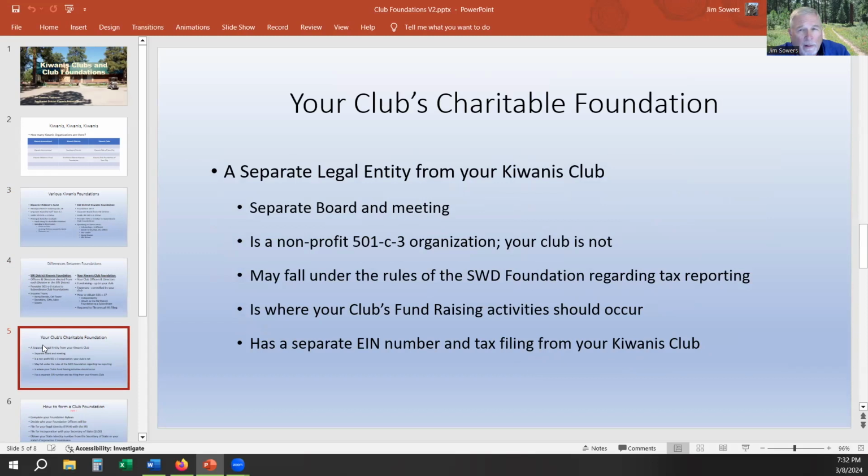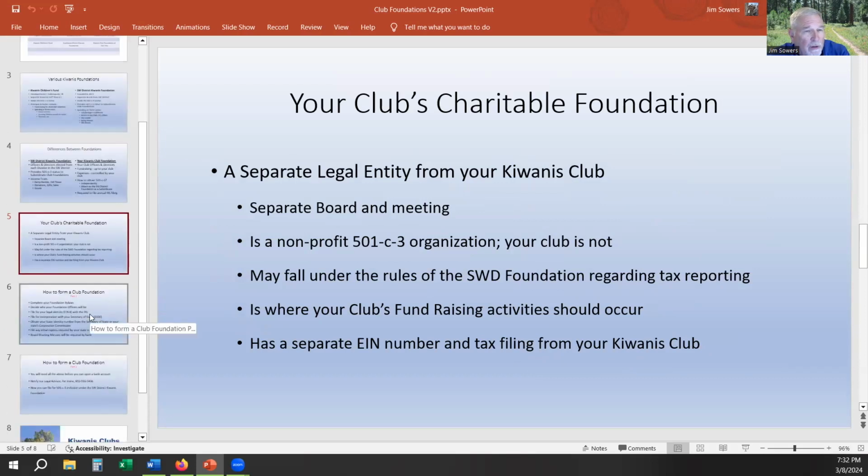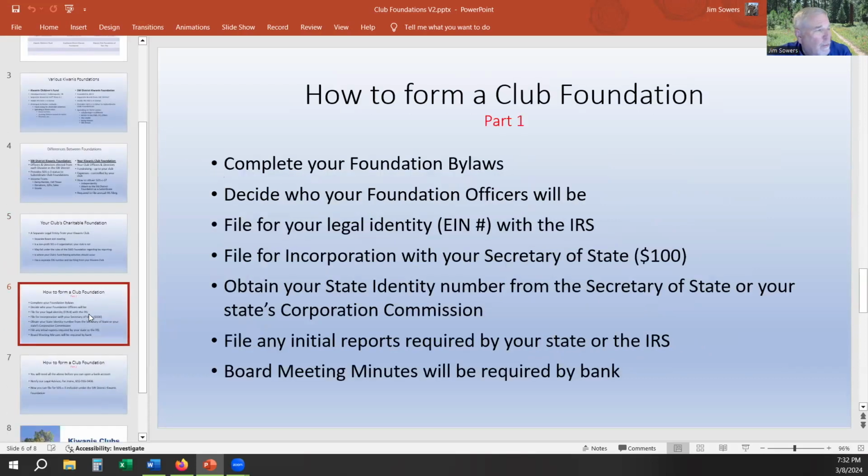Well, your charitable foundation, your service account is a 501c3, and it has all of these characteristics, as I said earlier. And if you need to form one, this is how you go about it. You have to have bylaws. So you have to start by having bylaws, and people generally pretty much copy the standard issued Kiwanis Club bylaws because they deal with all the same issues.